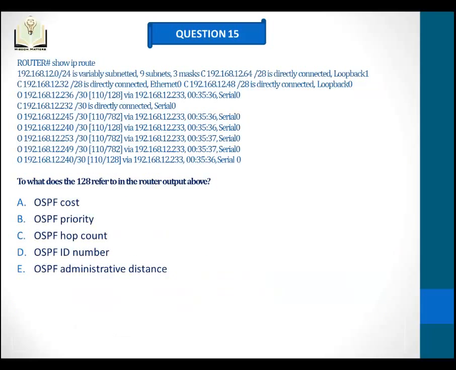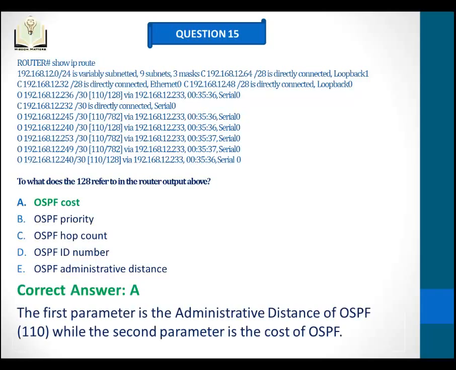Question number 15. The show ip route command has been run, and you see the result as above. Now what does the 128 refer to in the router output above? And the correct answer is OSPF cost. The first parameter is the administrative distance of OSPF, which is always 110, while the second parameter is the cost of OSPF.